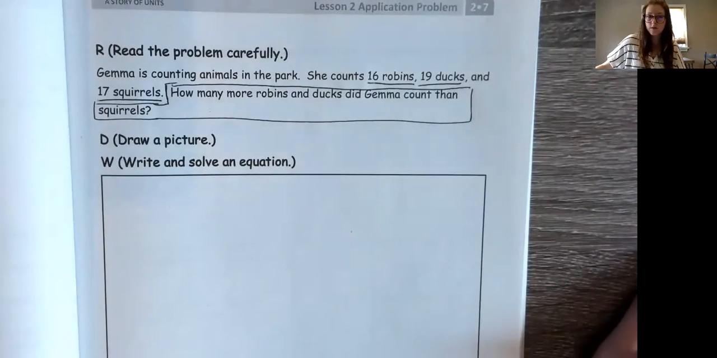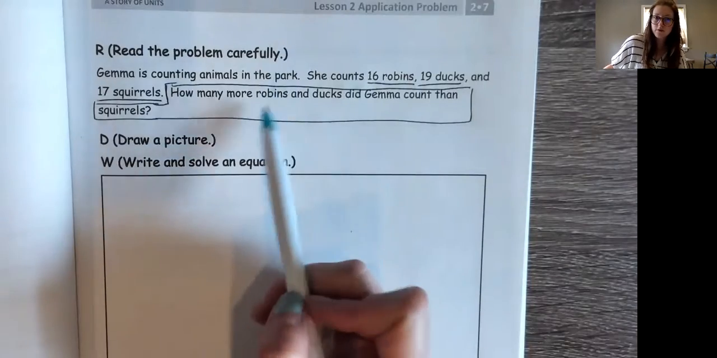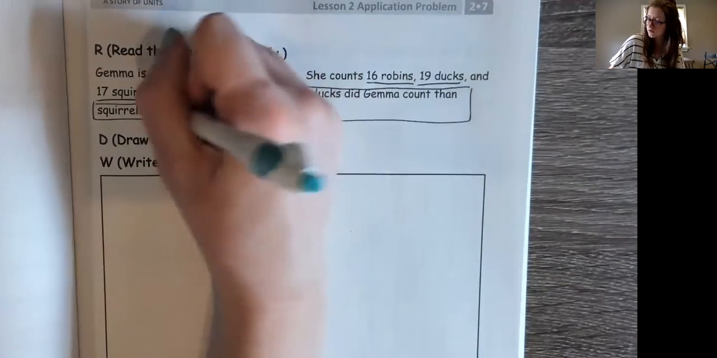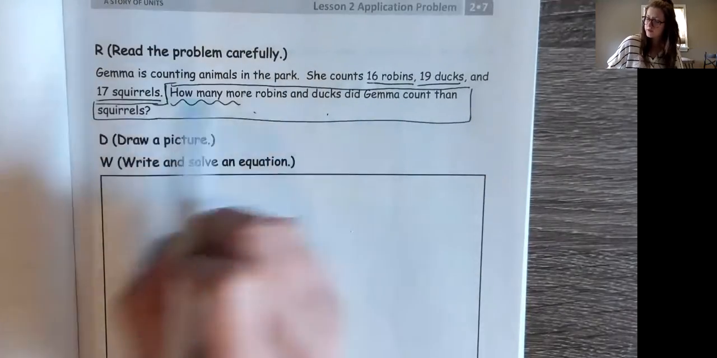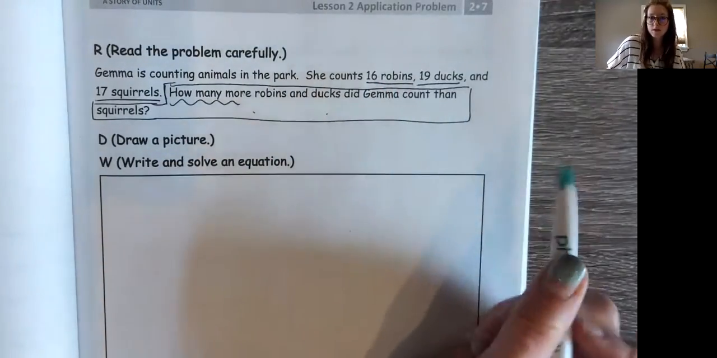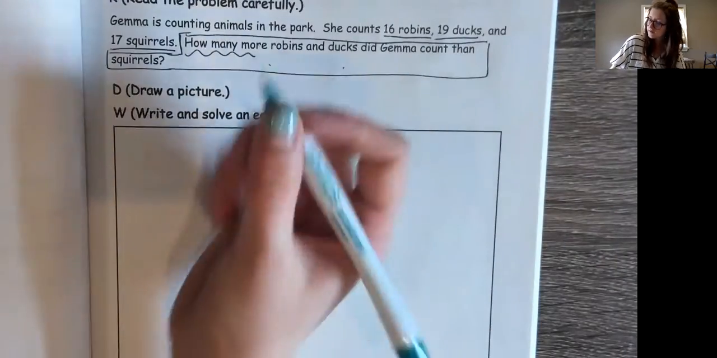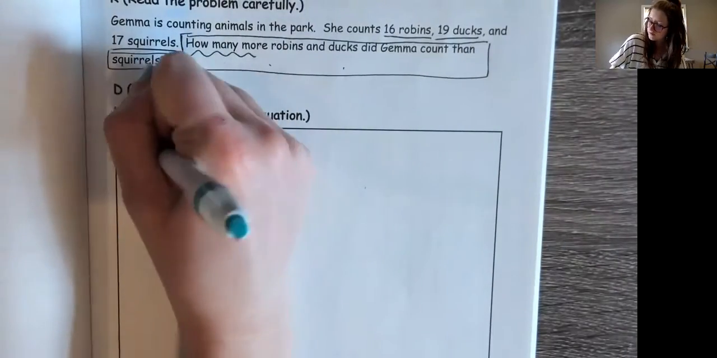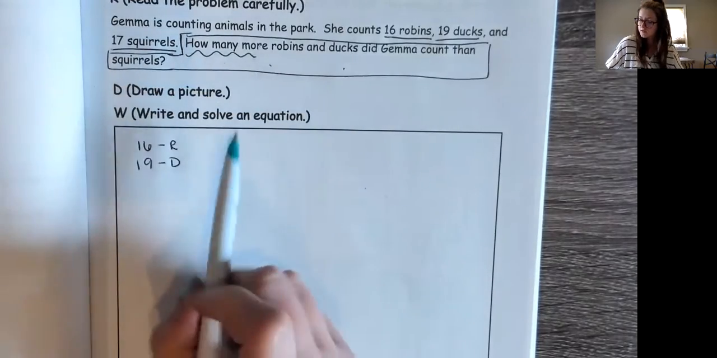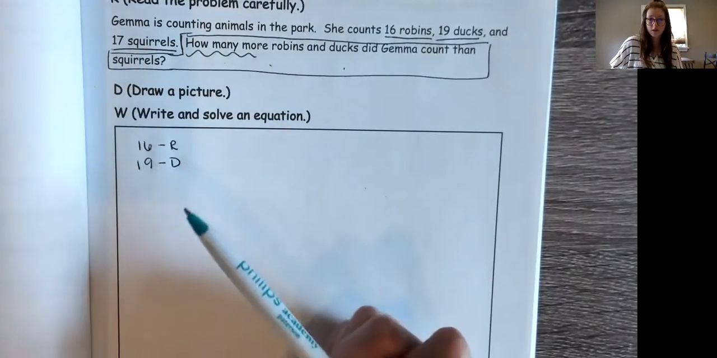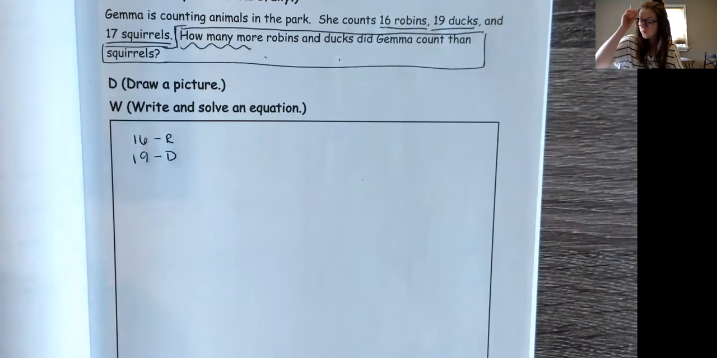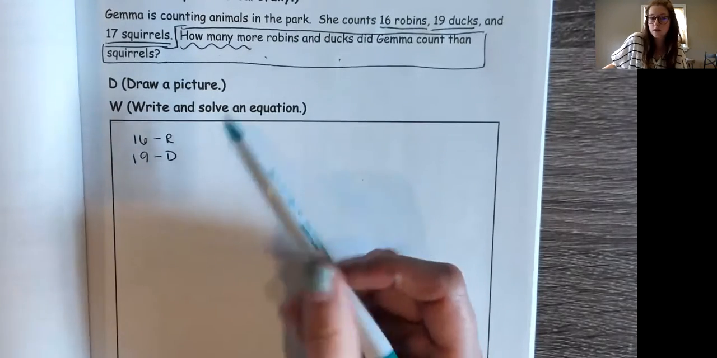So the first thing that I need to figure out is how many robins and ducks Gemma counted, right? Because it's asking me how many more did she count than squirrels. But before I can figure that out, I have to figure out how many robins and ducks she counted together. So I know that there were 16 robins. I know there are 19 ducks. So in order to figure out how many robins and ducks she counted together, I have to add those two numbers together.